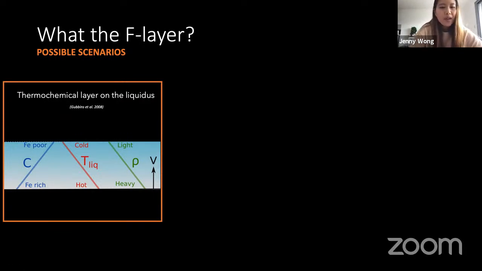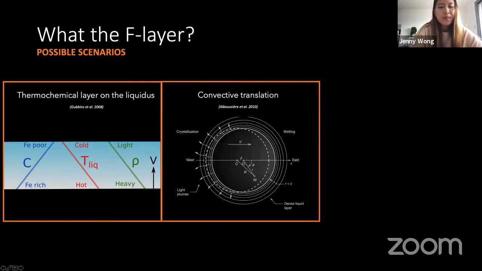Other alternative models were proposed. Another model is a convective translation model, in which melting and freezing happen simultaneously at the inner core surface. So you have melting on the eastern hemisphere, which releases a light, dense liquid that coats the inner core, therefore giving this stable stratification.